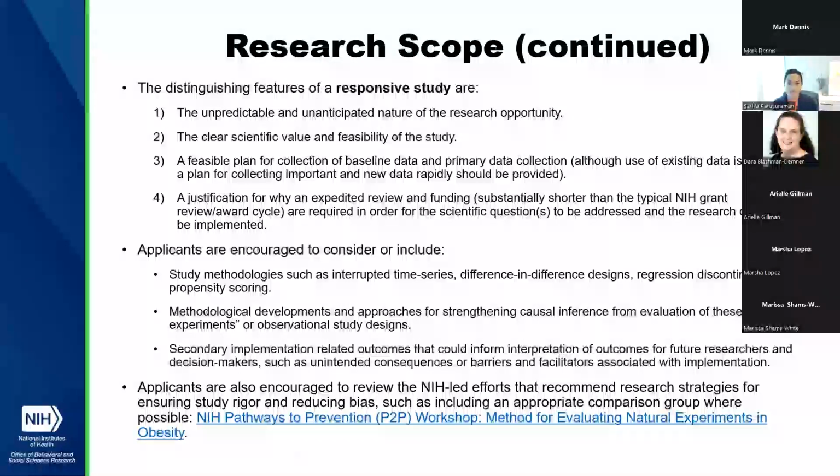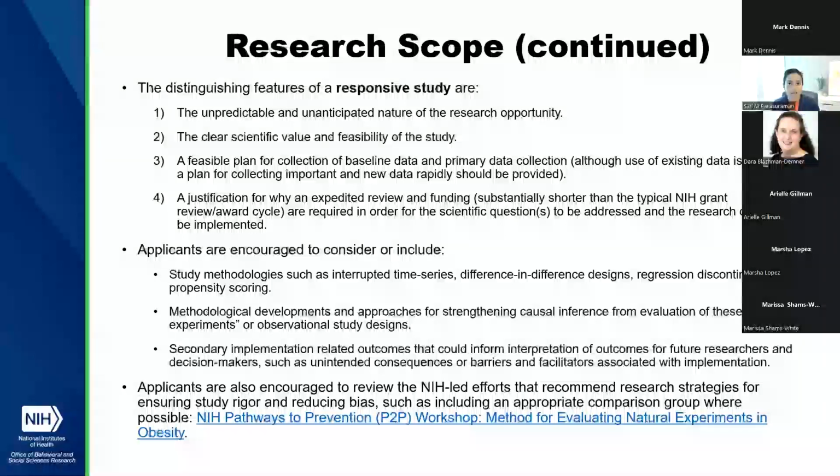Okay, so this slide and then the one that follows are really ones that we want to emphasize for this particular funding opportunity. The distinguishing features of what is considered a responsive study for this FOA are, number one, the unpredictable and unanticipated nature of the research opportunity. Number two, the clear scientific value and feasibility of the study. Number three, having a feasible plan for the collection of baseline data and primary data collection.